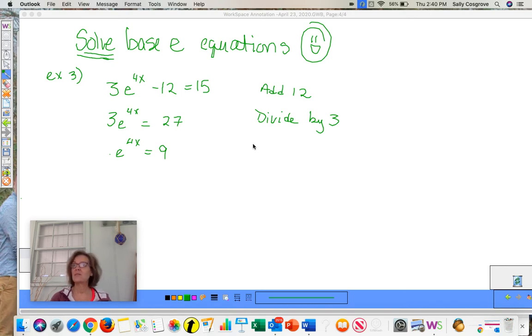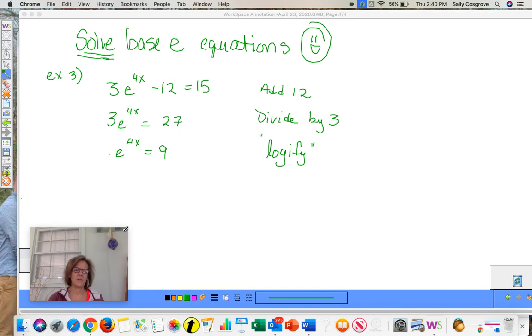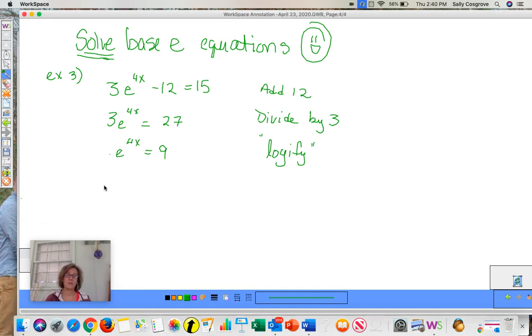My students in the past would say we're going to logify it, which is just when you take something in exponential form and put it in log form. So I would write rearrange. They would say logify. And why can you do that? Again, because they're inverse functions, and inverse functions you can always rearrange. So you could say log base e, but we really don't want to say log base e. What do we want to say? We want to say natural log. The natural log of 9 equals what? The exponent, 4x.